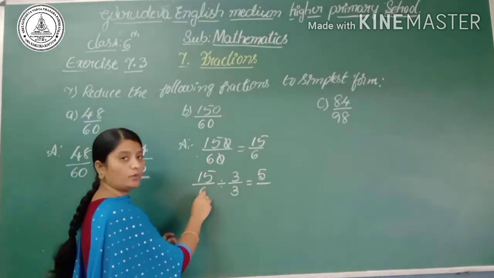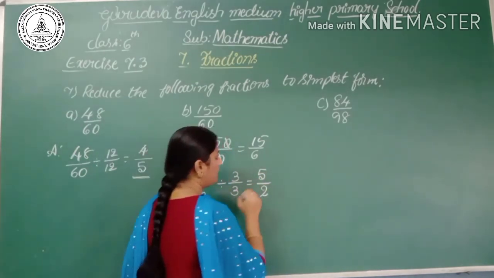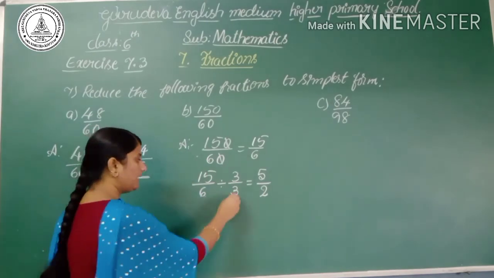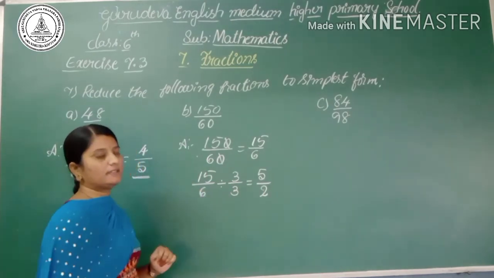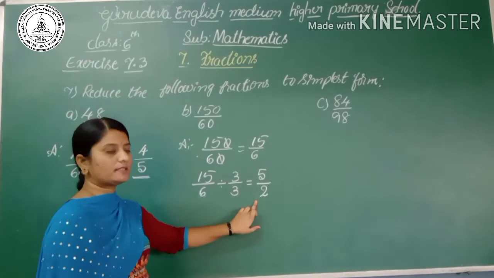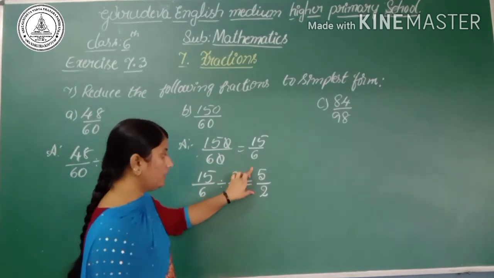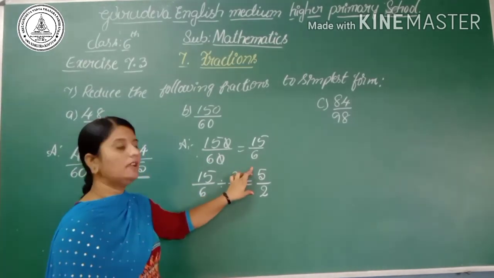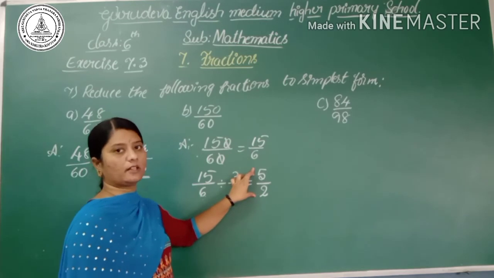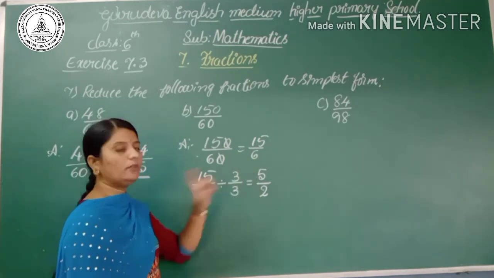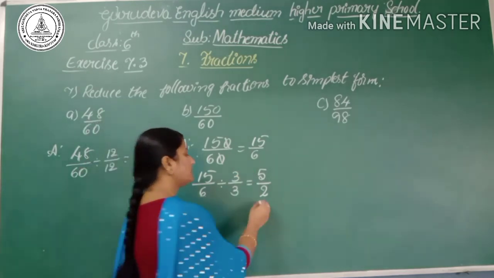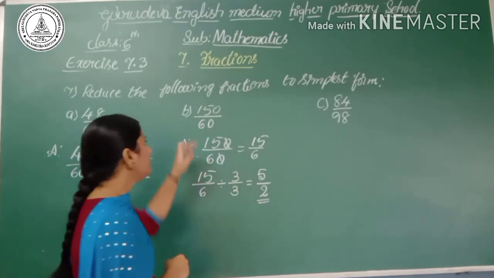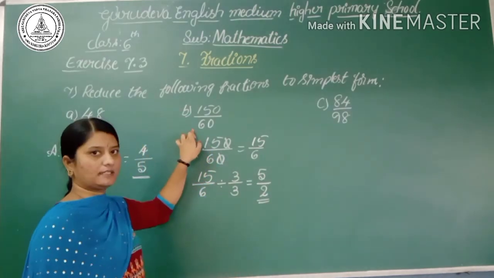Then 3 how much are 6? That is 3 2s are 6. So we get 5 by 2. Yes, now you can see here 5 and 2 don't come in any other tables. These two numbers have the common factor 1, right? So it is the simplest form of 150 by 60.